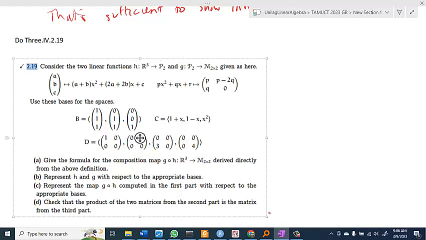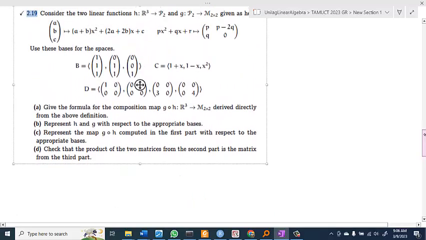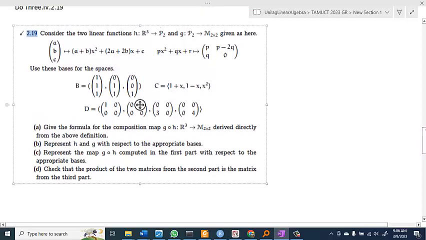So you know right away that this mapping here is not a homomorphism because it's not onto, so there's no way to invert it, but that's not really part of the problem. Okay, it says: give the formula for the composition map G composed H derived directly from the above definition.